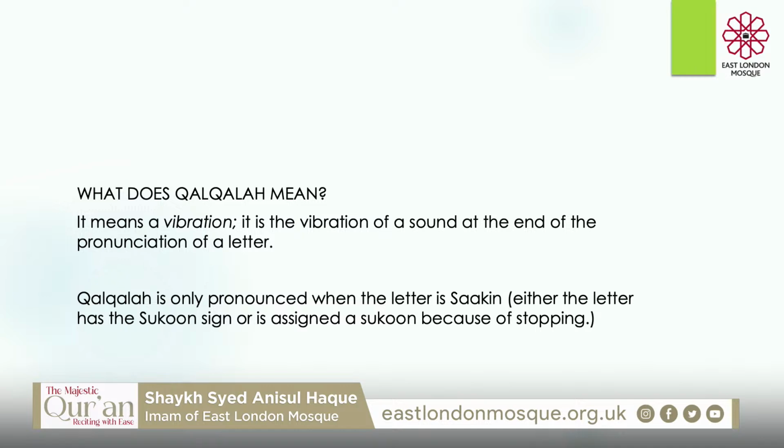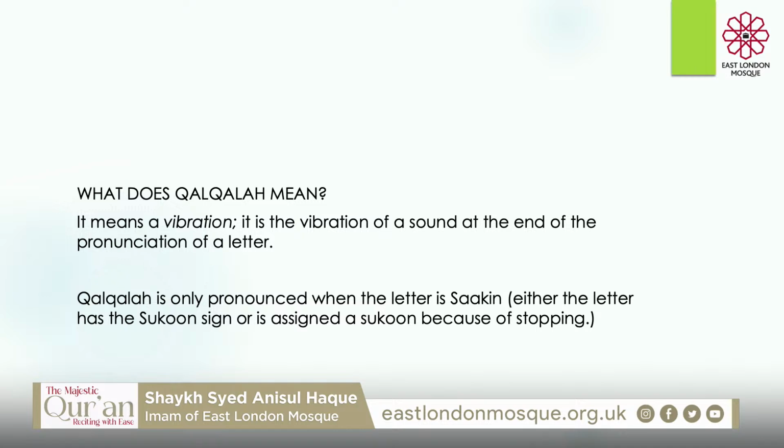And qalqala consists of 5 letters. What are they? Qaf, Ta, Ba, Jim, Dal. And what was the word that we learned? Qutubu Jaddin. Say it with me. Qutubu Jaddin. Just memorize it, easy. If someone wants to ask you, you don't have to go through it. What is it? Qutubu Jaddin. Easy, alright? And then you remember it's Qaf, Ta, Ba, Jim, and Dal. Five letters of qalqala.